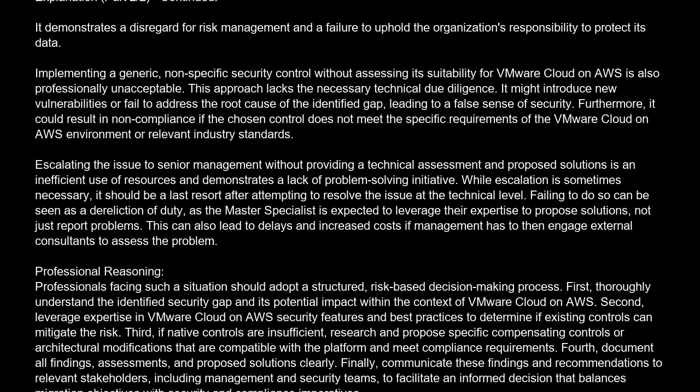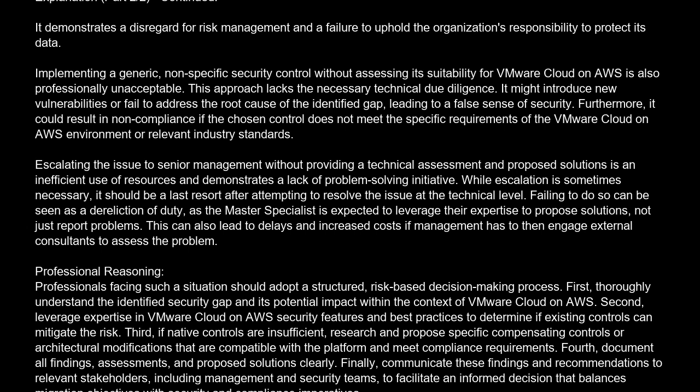Professional reasoning. Professionals facing such a situation should adopt a structured, risk-based decision-making process. First, thoroughly understand the identified security gap and its potential impact within the context of VMware Cloud on AWS. Second, leverage expertise in VMware Cloud on AWS security features and best practices to determine if existing controls can mitigate the risk. Third, if native controls are insufficient, research and propose specific compensating controls or architectural modifications that are compatible with the platform and meet compliance requirements.